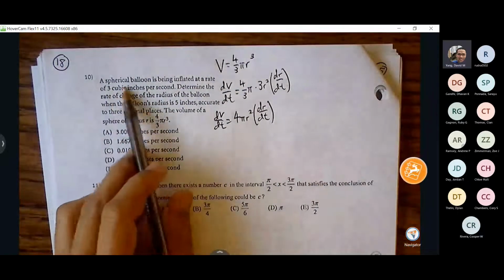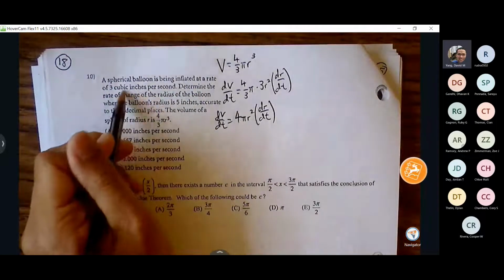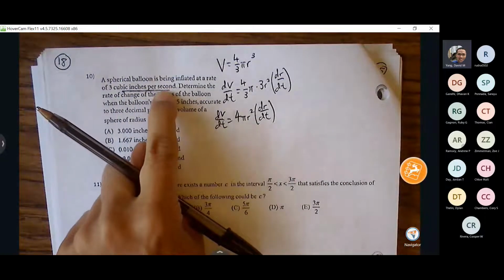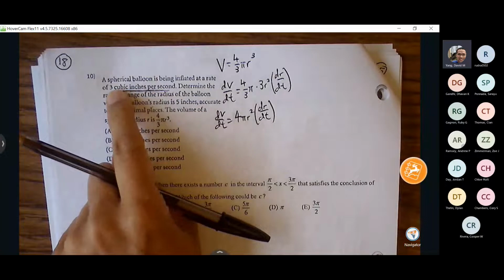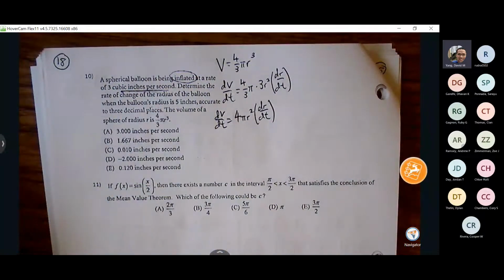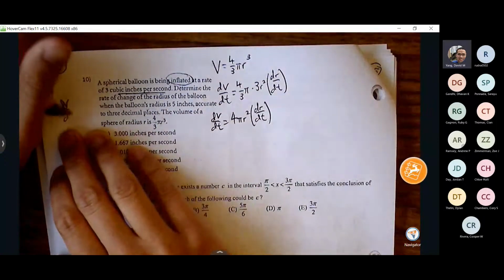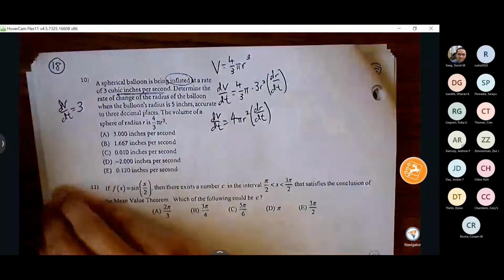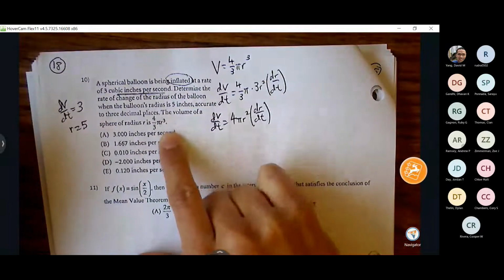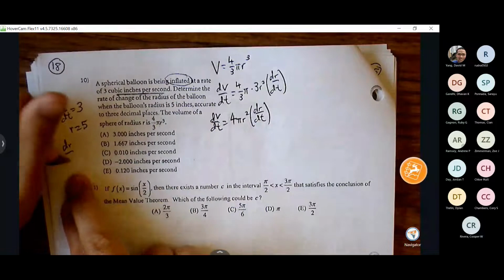All right, got some information here. The balloon is being inflated at a rate of 3 cubic inches per minute. Cubic inches per minute, we know that's volume related, and with time involved, this must be talking about dV/dt. It's being inflated, so we know that must be increasing as time passes, so we want that to be positive. So dV/dt is positive 3. The radius is 5 inches. Determine the rate of change of the radius, so we're looking for dr/dt.